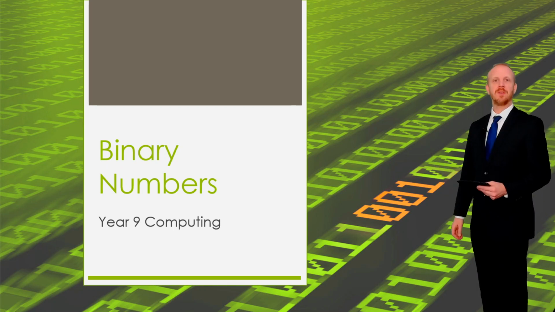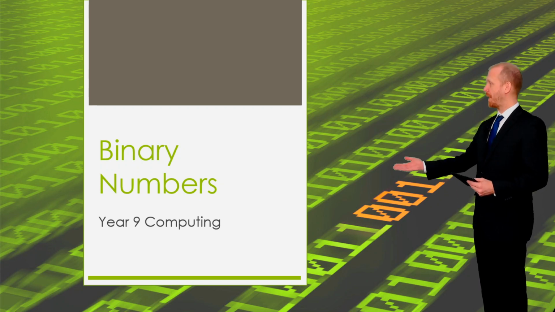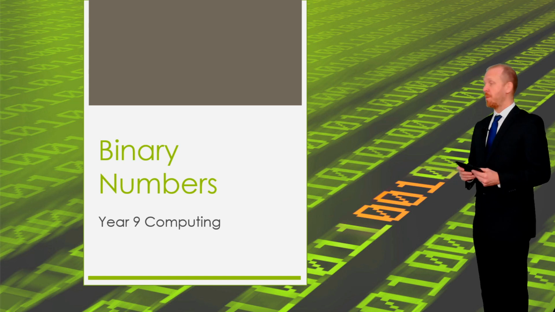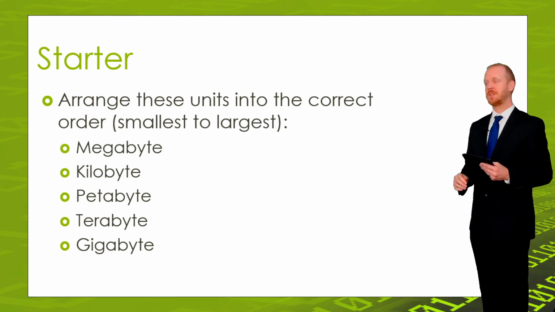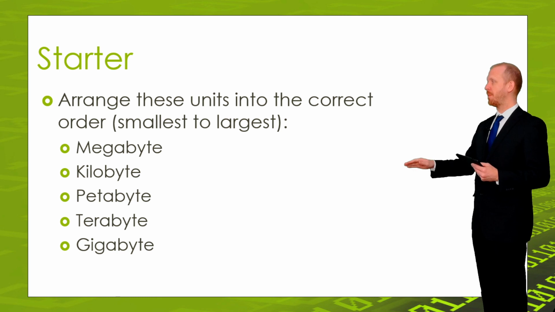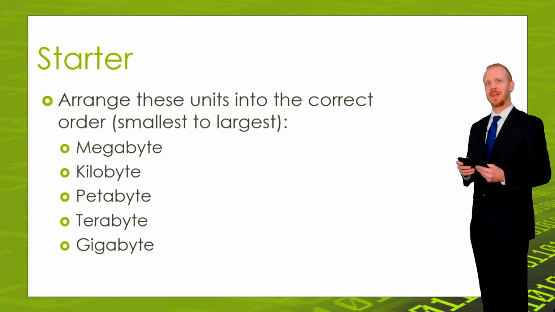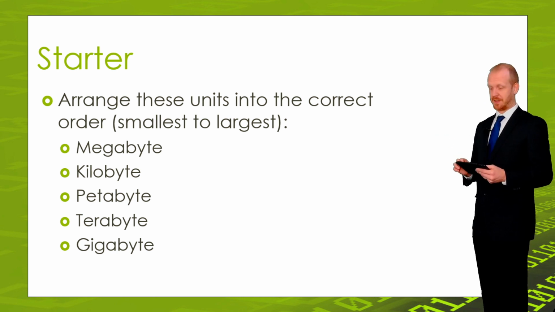Hello and welcome to the second lesson in the representation of data unit. This one is all about binary numbers. Before we get on to what exactly that involves, a quick starter for you. Arrange these units in the correct order from smallest to largest. Megabyte, kilobyte, petabyte, terabyte and gigabyte. Okay, what order do you reckon they come in, smallest to largest? 30 seconds, off you go.